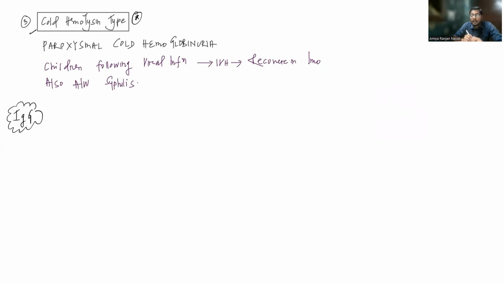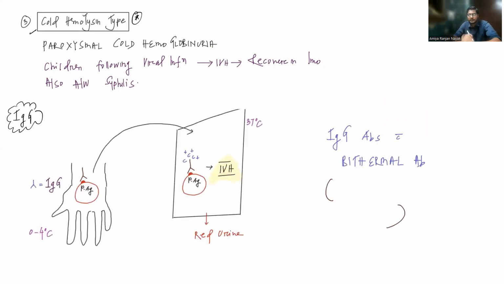at cold temperature. But again, these antibodies are also bound to the RBC surface at core body temperature. That means they will bind at low temperature, 0 to 4 degrees centigrade, and also they are bound to the RBC at 37 degrees centigrade. Unlike the IgM antibodies, which will be released from the RBCs at core body temperature, these IgG antibodies will still be attached to the RBCs at 37 degrees centigrade. That's why these IgG antibodies are known as bithermal antibodies.